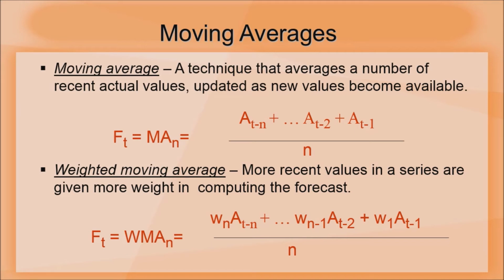F_t = MA_n = (A_(t-n) + ... + A_(t-2) + A_(t-1)) / n. Weighted moving average: more recent values in a series are given more weight in computing the forecast. F_t = WMA_n = (w_n A_(t-n) + ... + w_2 A_(t-2) + w_1 A_(t-1)) / n.